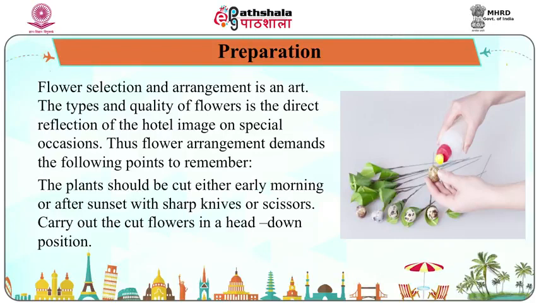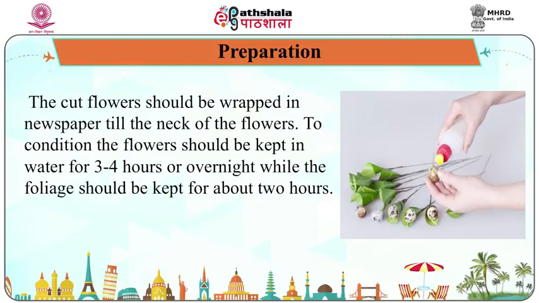The plants should be cut either early morning or after sunset with sharp knives or scissors. Carry out the cut flowers in a head down position. The cut flowers should be wrapped in newspaper till the neck of the flowers. To condition, the flowers should be kept in water for 3 to 4 hours or overnight, while foliage should be kept for about 2 hours.